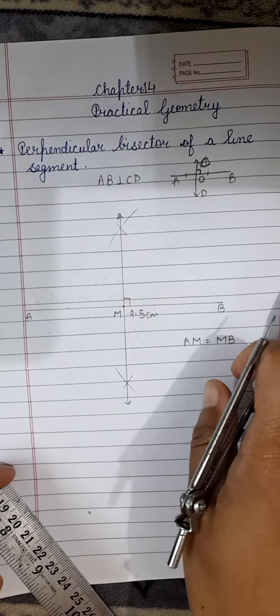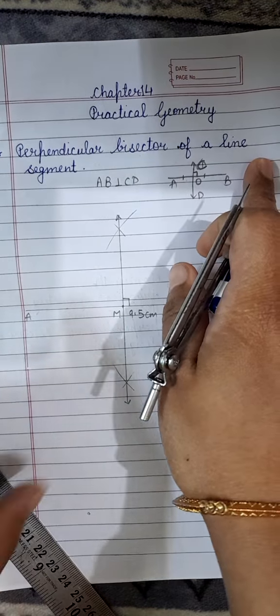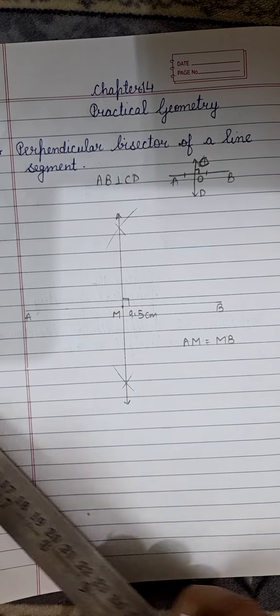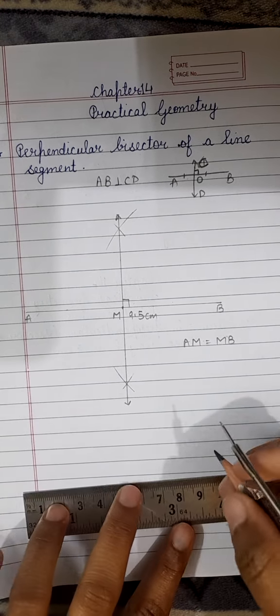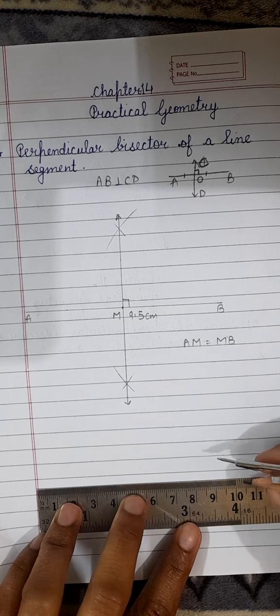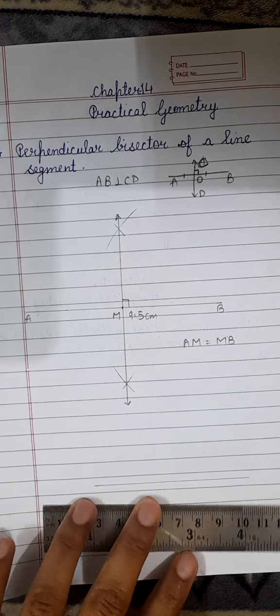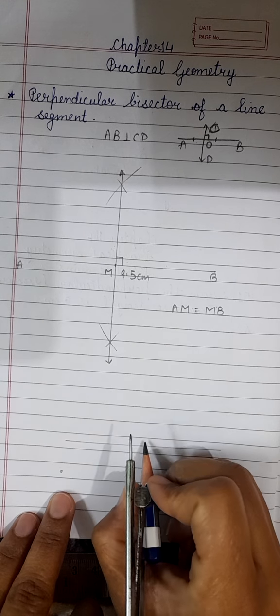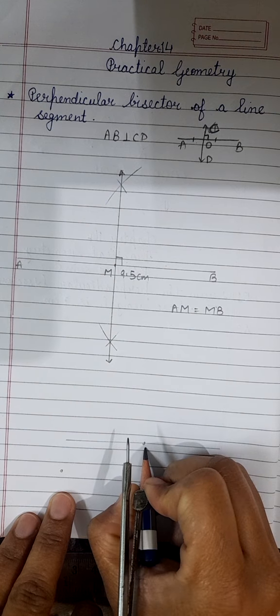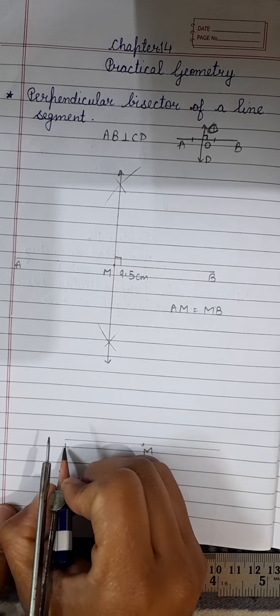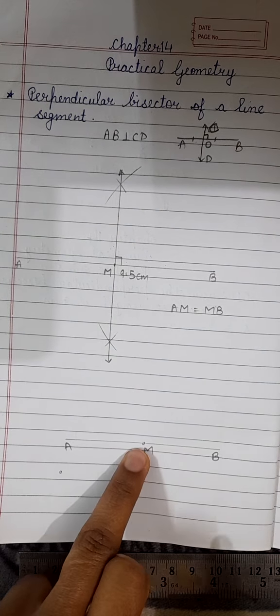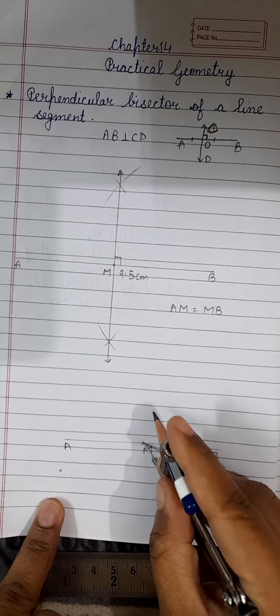So this is the first case, when a line segment, meaning a fixed length, is given to you. If the length is not fixed, suppose any random length I am taking, this sum is related to your exercise 14.4. Any length is given to you, AB, and a point M on it is given. Then how can we draw?